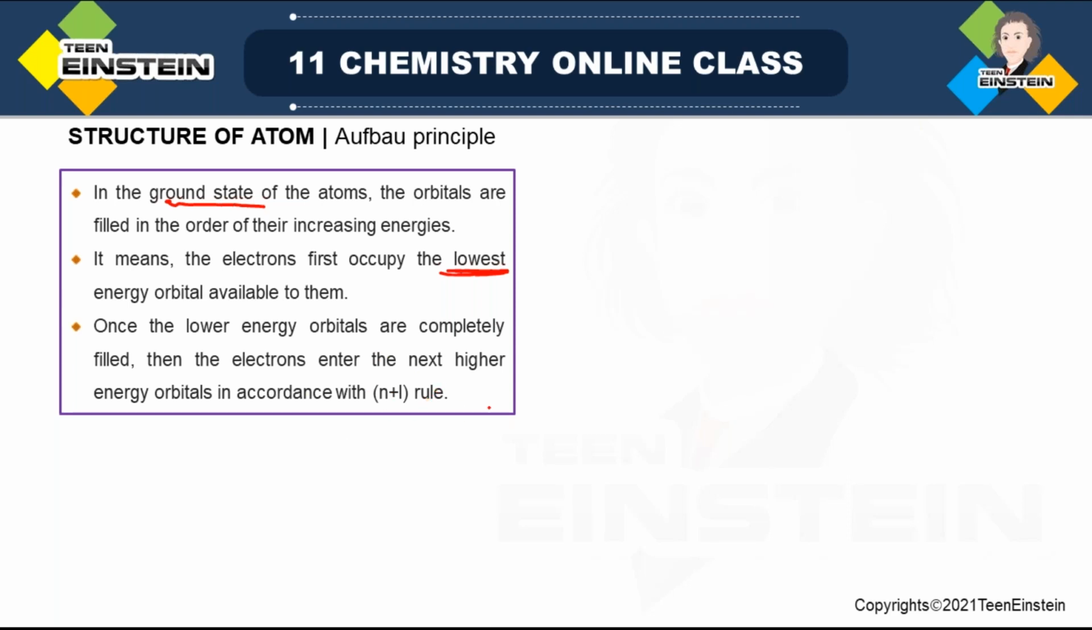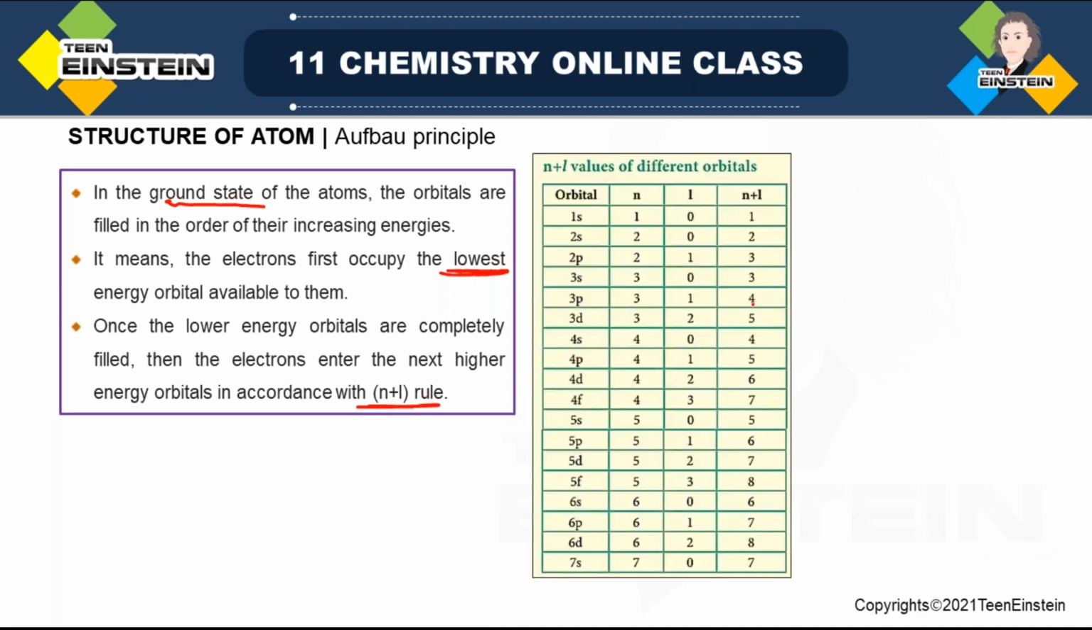And how will you decide which orbital has more energy than another? That depends on the n plus l rule, which we have already discussed. Based on this n plus l rule, if you take different orbitals, for example 1s, 2s, 2p, 3s, 3p, just by adding the principal quantum number and azimuthal quantum number, you get the n plus l value. As this n plus l value increases, the energy of these orbitals also increases. So 2s has a higher n plus l value than 1s, which is why it will have higher energy compared to 1s.